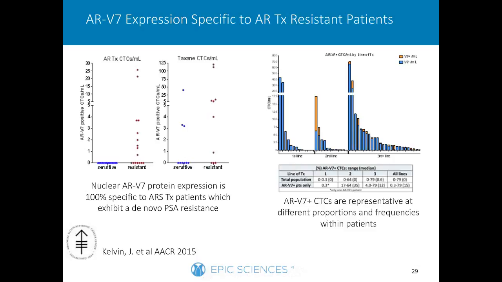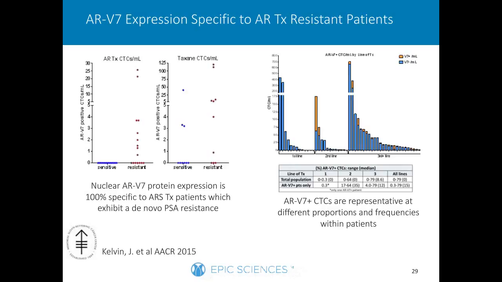And the key take-home message here is that we only detected ARV7 protein in the nucleus in CTCs from patients that were resistant to AR-targeted therapies. We didn't detect any in the CTCs from patients that were sensitive to AR-targeted therapies. However, when we looked at taxanes, we detected it in both resistant and sensitive patients. But that doesn't really paint the picture of true clonal heterogeneity.